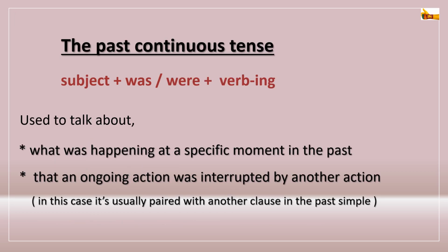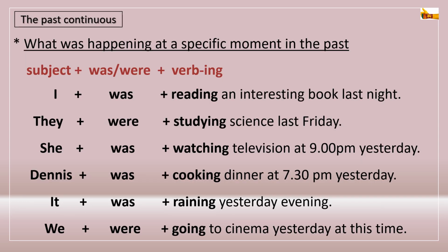The structure of this tense is subject plus was or were plus verb plus ing. We can use this tense to talk about what was happening at a specific moment in the past, and also to talk about an ongoing action that was interrupted by another action. In this case, it's usually paired with another clause in the past simple.